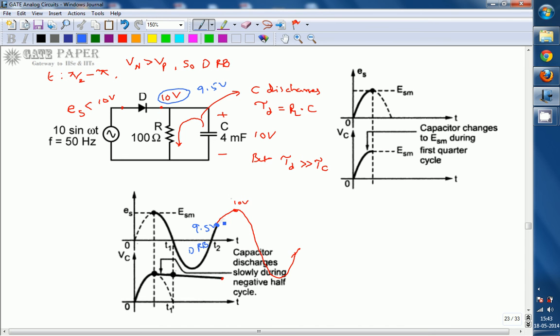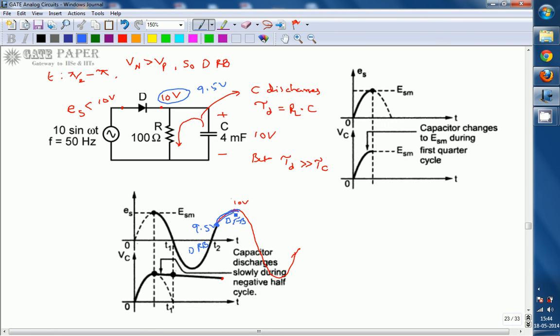Once the input voltage is greater than this, definitely it will conduct, because it is oscillating between plus 10 and minus 10. So during 9.5 to 10 volts, the diode comes into the on condition. The diode becomes forward biased again during this portion, and whenever the diode is forward biased, the diode acts as ideal, so that RF is equal to 0.